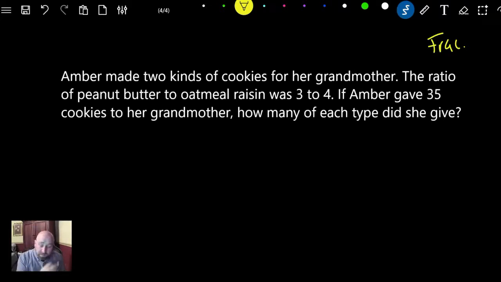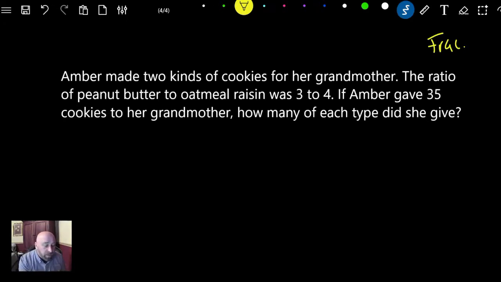All right, remember what I said just a second ago. We're keeping miles with miles, feet with feet, inches with inches. Here, we're going to keep cookies with cookies. I love it, right? We're going to keep peanut butter with peanut butter, and we're going to keep oatmeal raisin with oatmeal raisin. What do I mean?